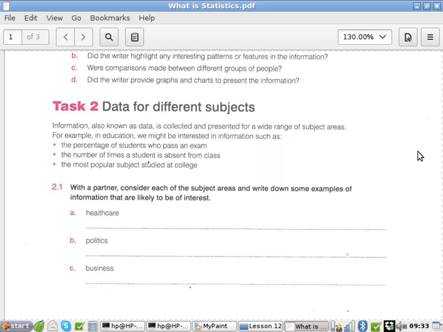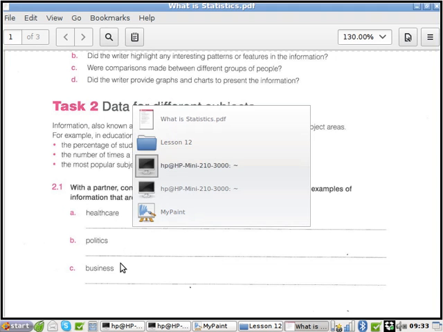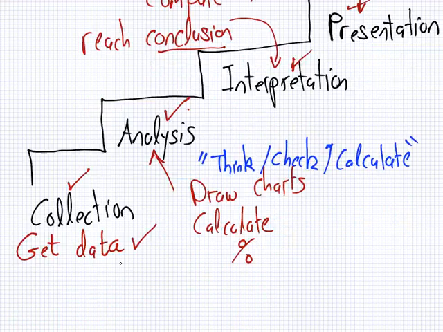Okay, so the next one is in pairs. With a partner, write down some examples of information that might be interesting or important for each of these. So, let's do one as an example first. Let's say you're talking about a school. What information might you like to know about the school?